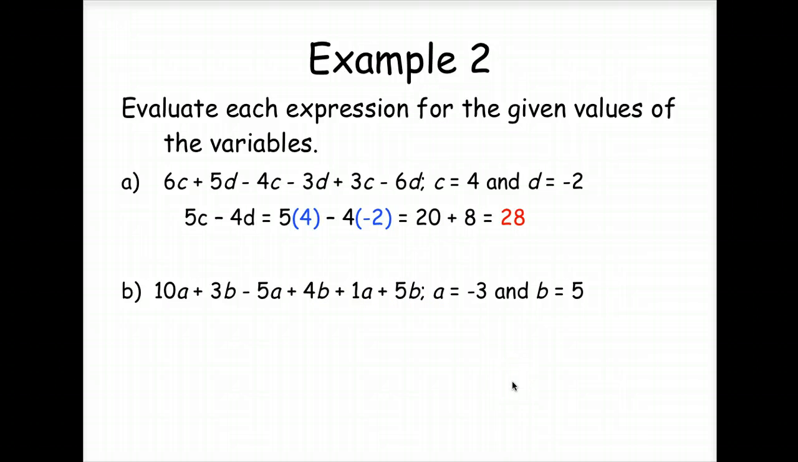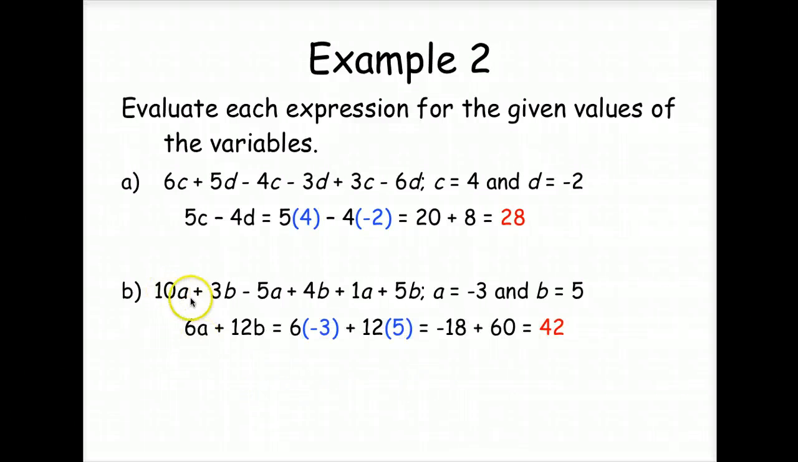Now do the same thing for B. Pause the video, combine your like terms, then come back and check your answer. Okay, when you combine your A's, you should get 6A, and your B's are 12B. So we're going to evaluate A for -3 and B for 5. So our answer is 42.